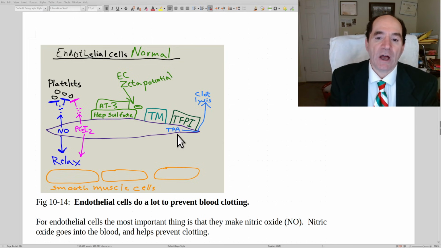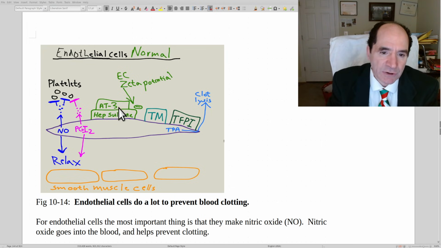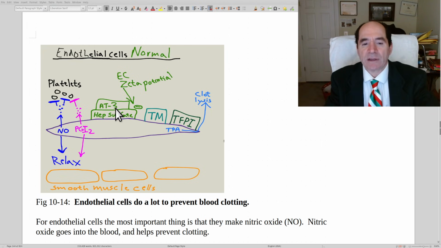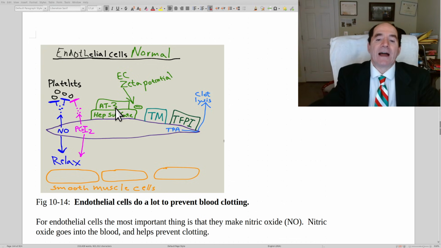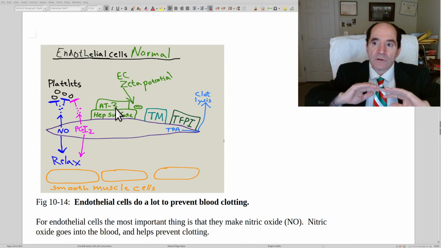They also release TPA, tissue plasminogen activator. That's also a clot dissolver. They also have, attached to the heparin sulfates, antithrombin 3, another thing that prevents clotting. So a lot of stuff is happening on the endothelial surface to prevent clotting.